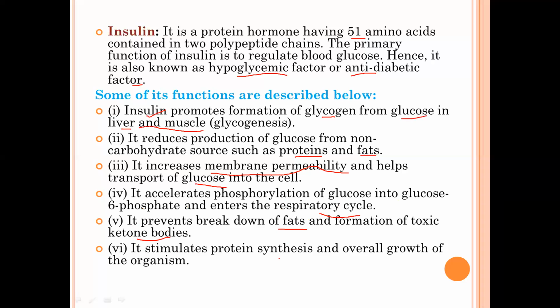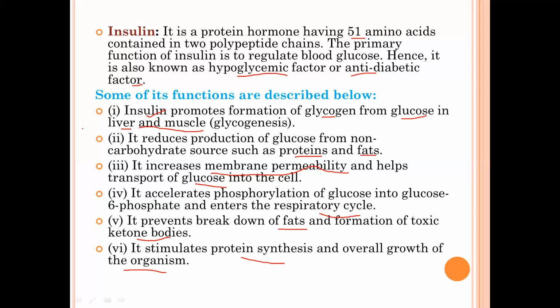It stimulates protein synthesis and overall growth of the organism. Insulin-like growth factors, in combination with thyroxine and growth hormone, help in the overall growth of the organism. So these are the main functions of insulin.